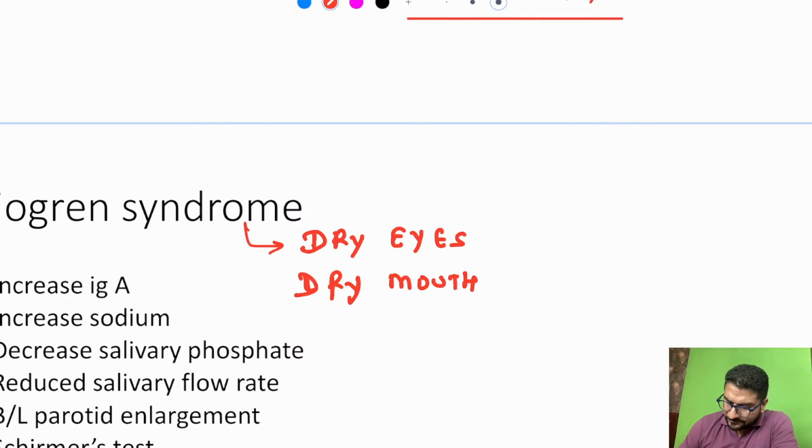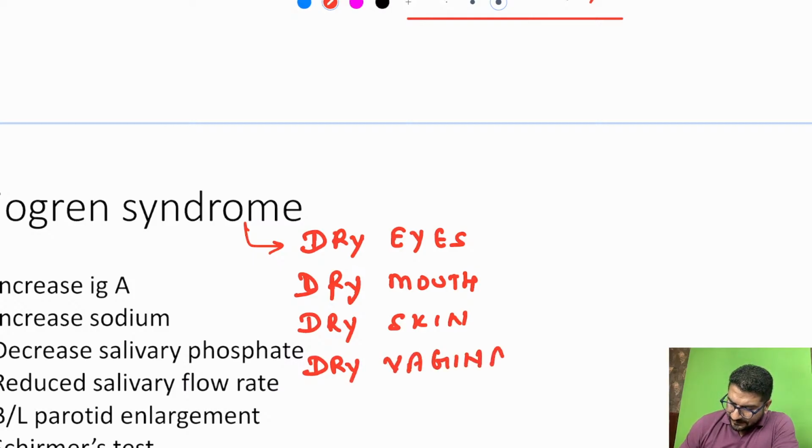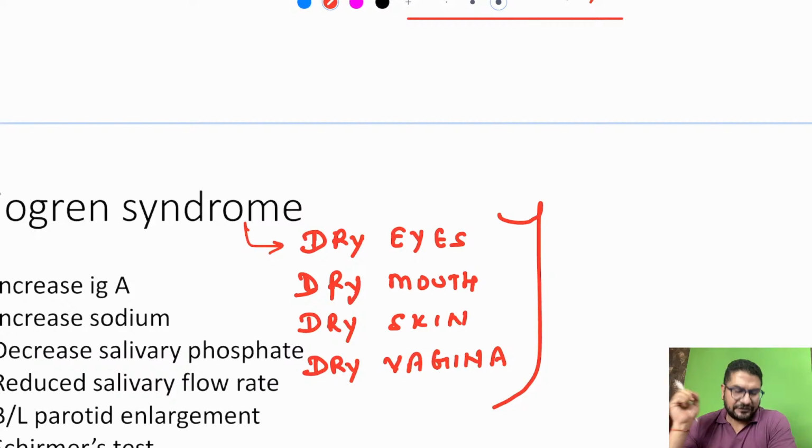Dry eyes, dry mouth. Then the patient will tell you I am having dry skin. Dry skin means there is excessive dry skin. So there will be repeated itching, when you scratch, a rash will develop. So dry skin can cause a rash. And if it's a female patient, she will tell you I am having a dry vagina. So the vagina is dry, it means now sexual intercourse will become extremely painful. So sexual intercourse will be quite painful, we call this dyspareunia. So the patient will have dry eyes, dry skin, dry mouth and dry vagina.